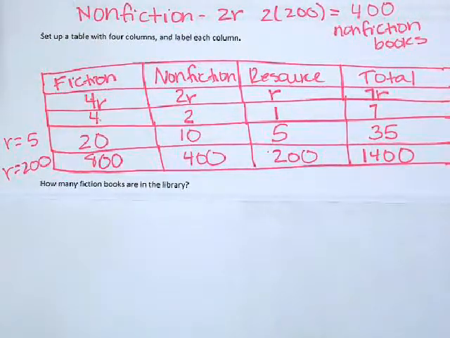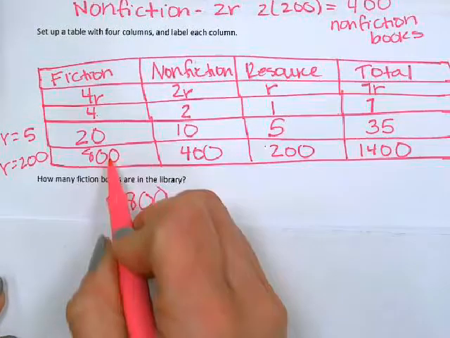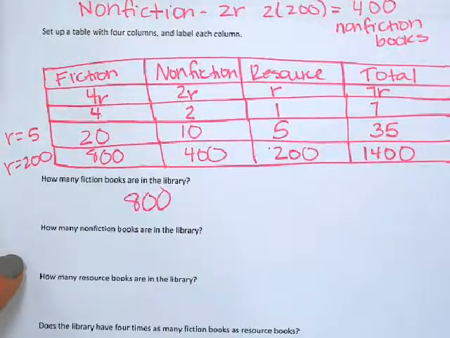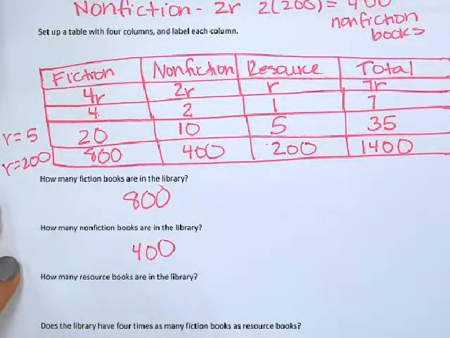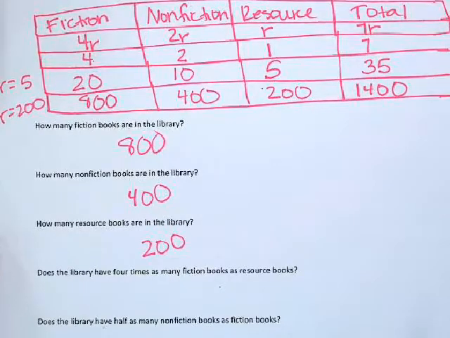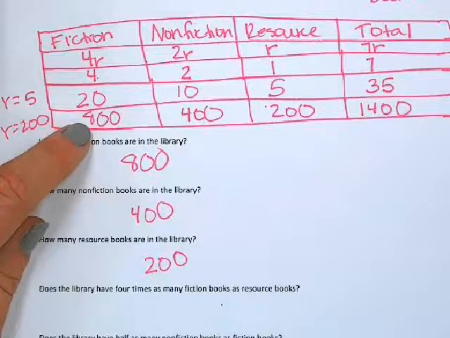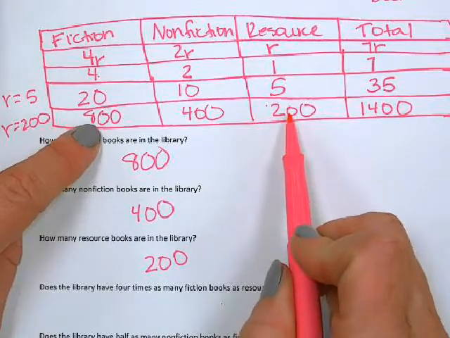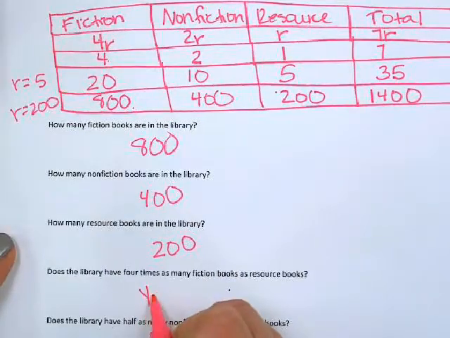So again, how many fiction books were in the library? There were 800. It shows us that. How many nonfiction books are in the library? We know if we look, there are 400. How many resource books are in the library? 200. So we're just reading that table. Does the library have 4 times as many fiction books as resource books? So we have to look and see. That means if I take 200 times 4, would I get 800? And the answer is yes.